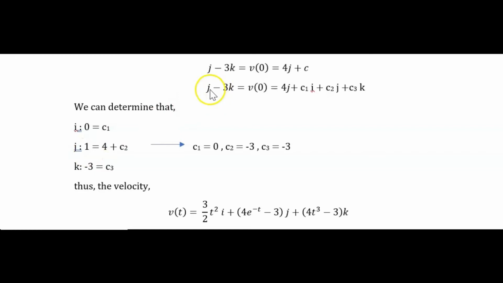So from the left hand side, there is a value of 1, and from the right hand side, there is a value of 4j and c2 j. For the value of k, there is a negative 3 on the left side, and there is a c3 on the right side. Therefore, we can conclude that c1 is equal to 0, c2 is equal to negative 3, whereby 1 minus 4, and c3 is equal to negative 3. Thus, we knew the velocity will be 3 over 2 t squared i plus 4e to the power of negative t minus 3 j plus 4t cubed minus 3 k.